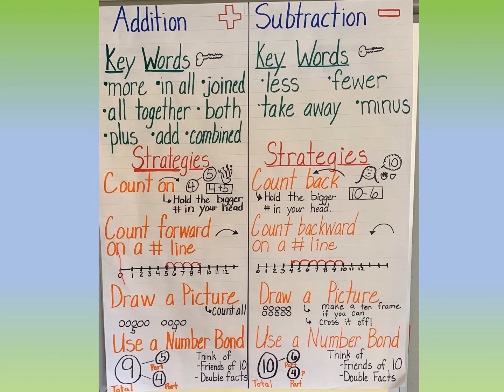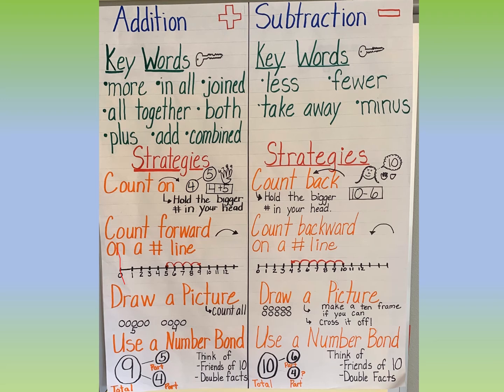Then let's go to subtraction. Keywords: less, fewer, take away, minus. Let's look at these strategies. Counting backwards. Hold the bigger number in your head and count back. Counting backwards on the number line. Start on the big number and count back what you're taking away or subtracting.